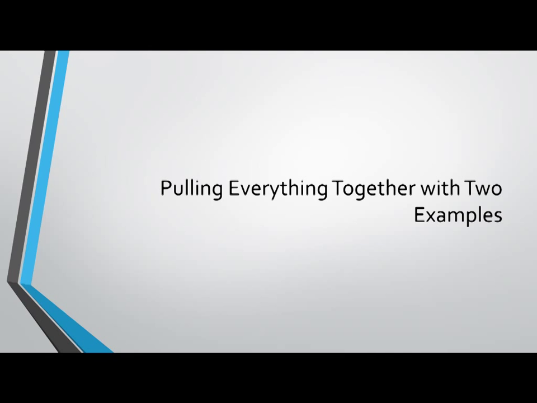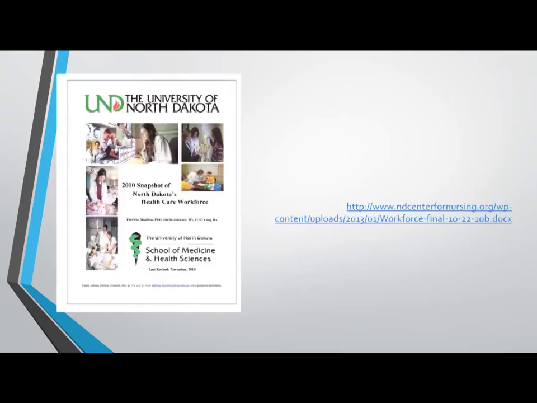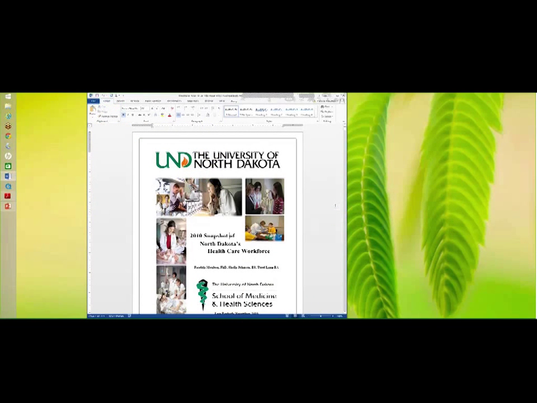So to pull everything together, I'm going to talk about 2 examples. And so the first example, that big snapshot report. This is actually a 114-page report. So I'm going to talk about what we've kind of learned. These are some of my latter products in my workforce career, and I'm going to talk a little bit about how we chose to do certain things with this.